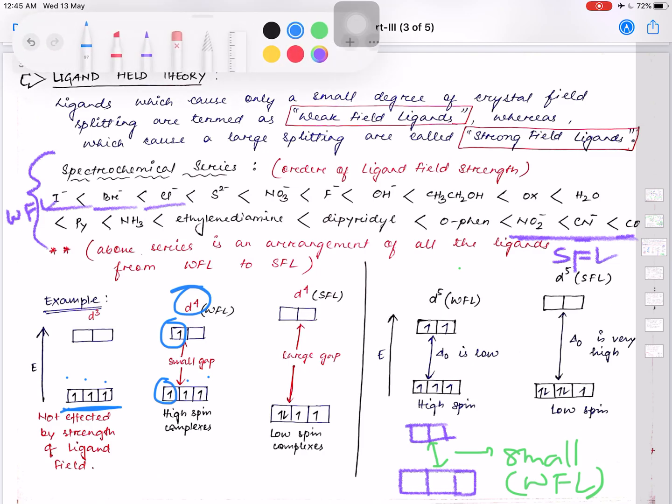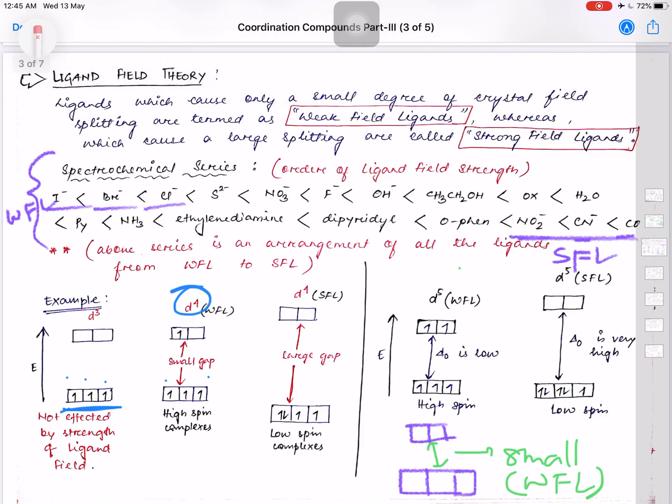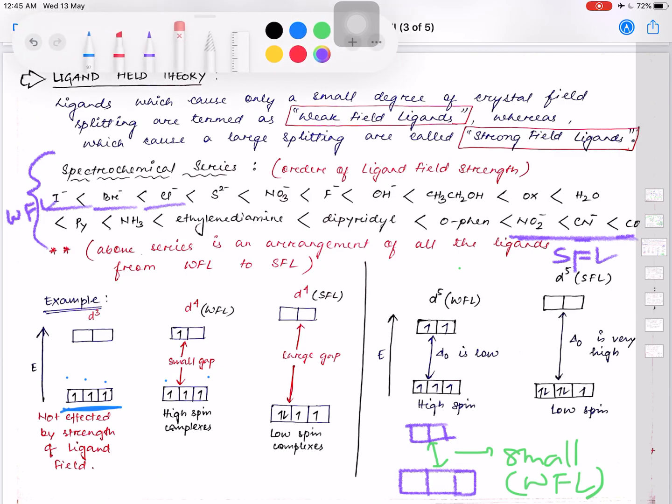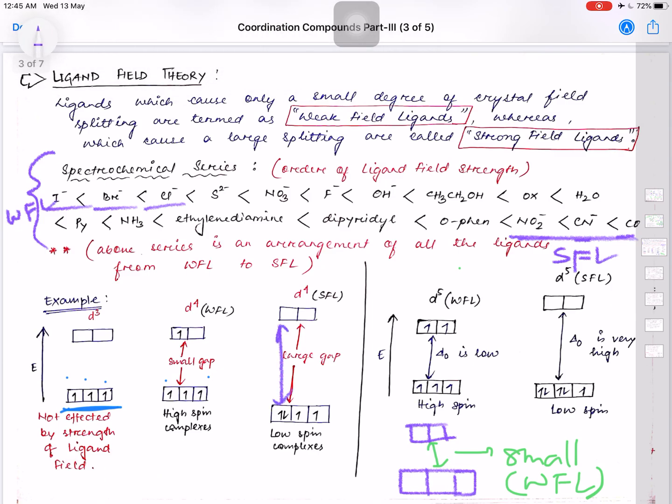Now if the ligand is a strong field ligand, then this gap is very high, okay. This gap is very very high. So if this gap is very high, the electron will choose to stay in this low energy level, because if this gap is high, it needs more energy for this electron to jump to this high energy level, okay. So that's why the electron will prefer to stay in this low energy level.